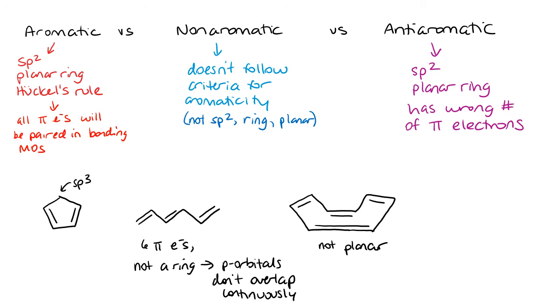Then for anti-aromatic compounds. With anti-aromatic compounds, we do have all sp2 hybridized atoms. We do have a planar ring, but the only thing that's wrong is we have the wrong number of pi electrons. And really what this is saying is that if we were to draw the molecular orbital diagram for an anti-aromatic compound, we would find that some pi electrons are going to be in non-bonding or anti-bonding molecular orbitals, or they won't be paired completely in bonding molecular orbitals.